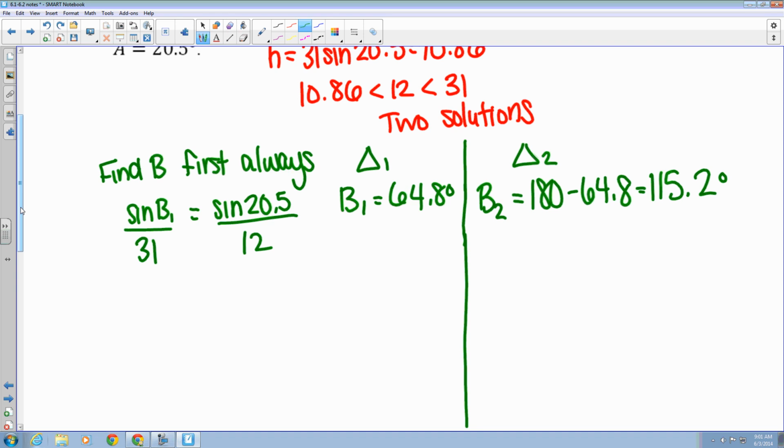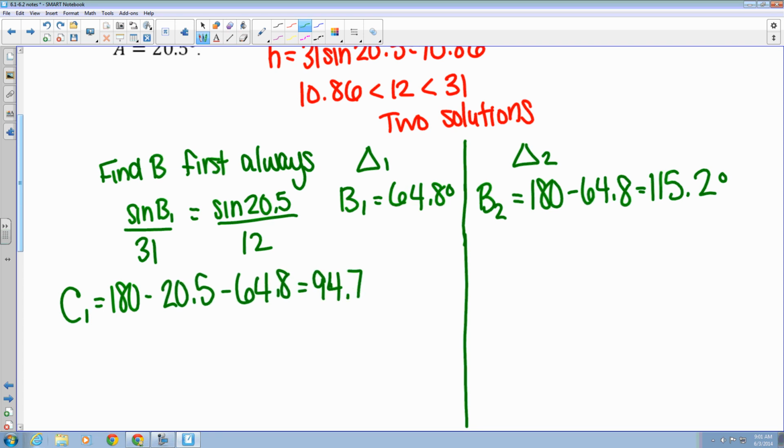Now you're going to finish both triangles independently. I think I'm going to stick with the left side first and finish that triangle and go back to finish the second one. To find the remaining two pieces, we need another angle and another side. So I'm going to find angle C1 over here first, which is 180 minus our 2 existing, 20.5 and 64.8. And then side C1.